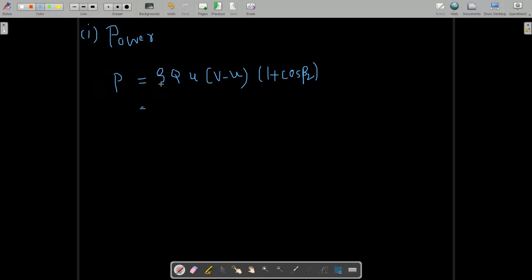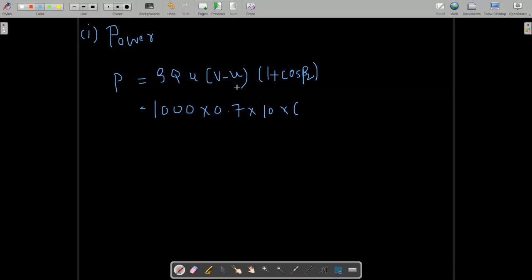Here rho is the density of the water, Q is the discharge, U is the bucket speed, V is the jet velocity, beta 2 is, as I've shown here and explained, the outlet vane angle. Okay, so rho is 1000, Q is 0.7, U is 10 meter per second, it is given.